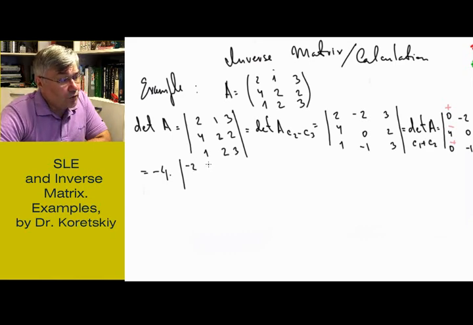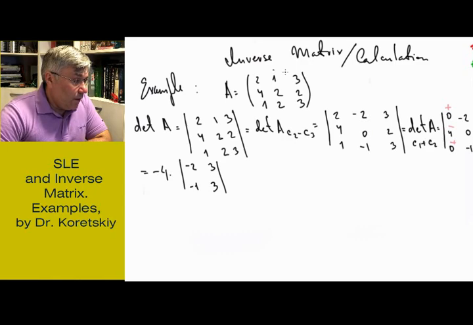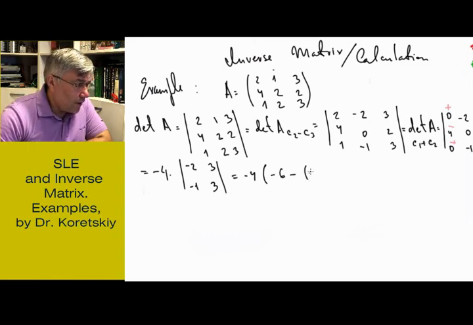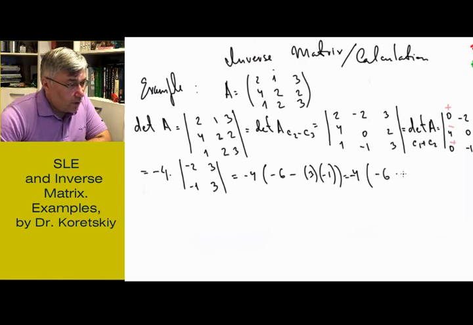We have two concepts from last time, the minors of the matrices and cofactors of the matrices. And can you notice that when we calculated determinants, we literally calculated the minors of the matrix. And we have here minus 4 times minus 2 times 3 minus 6 minus 3 times minus 1, and we have minus 4, don't forget it, minus 6, minus and minus gives plus 3, minus 4 times minus 3, and we have 12.